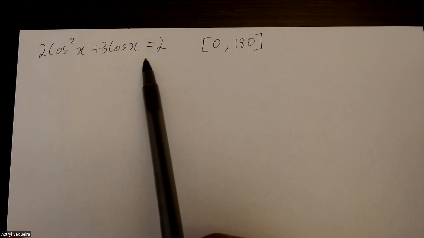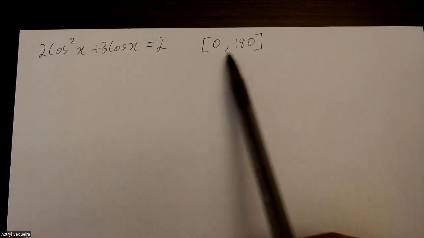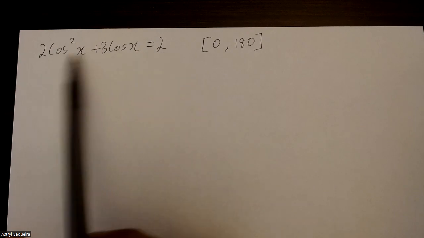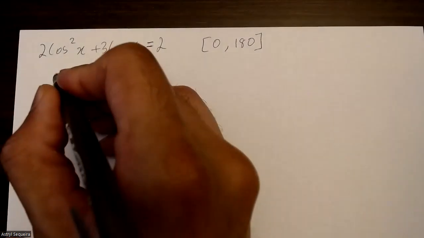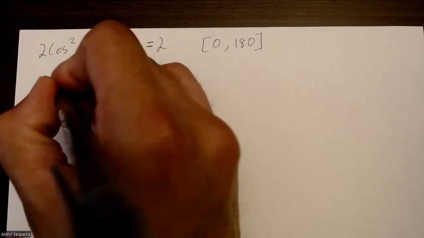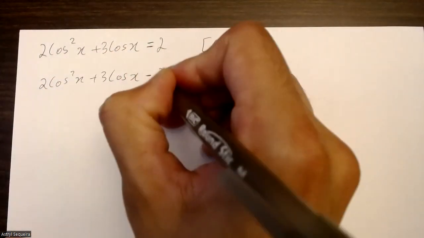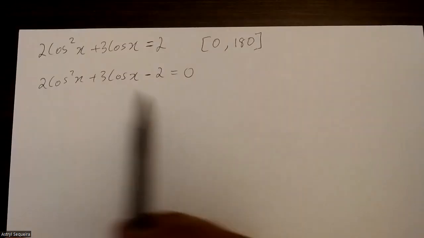All right, so we want to solve this trig equation between 0 and 180 degrees. Now, the first thing to note is that this is a quadratic equation, so we have to make it equal to 0. 2 cos squared x plus 3 cos x minus 2 equals 0.